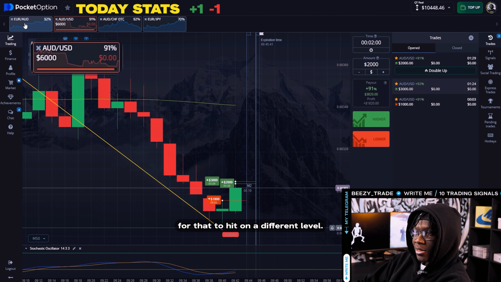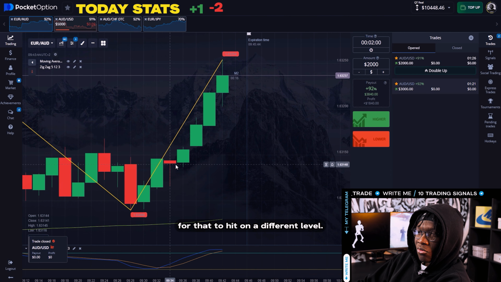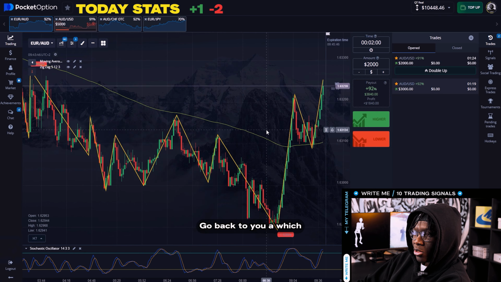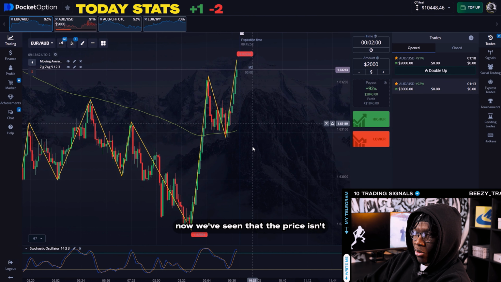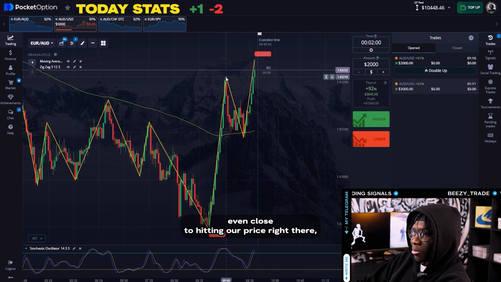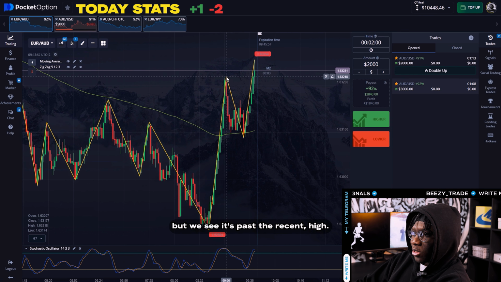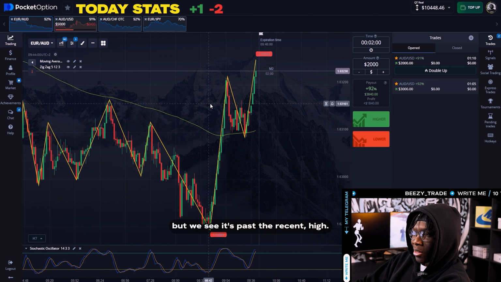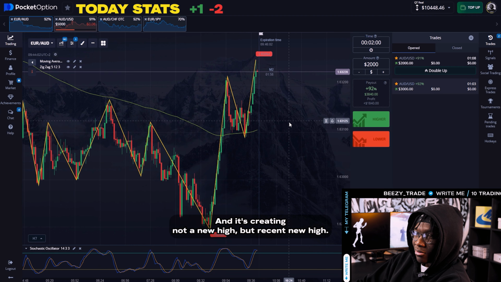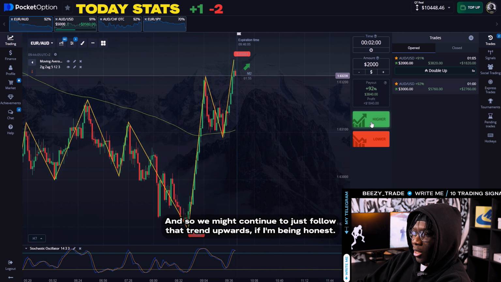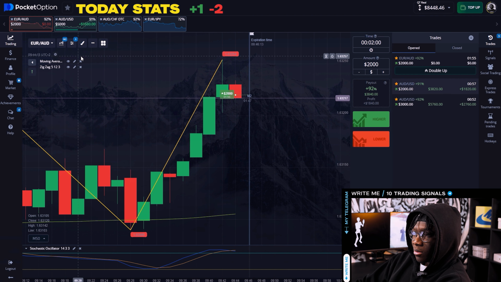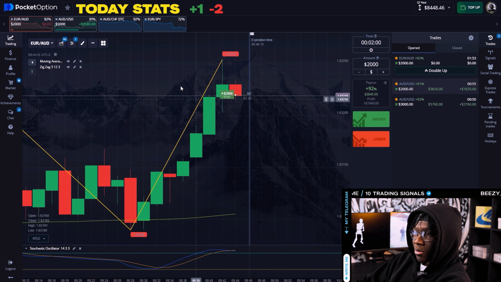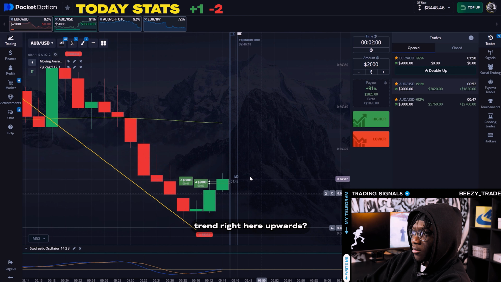So while we're waiting for that to hit on a different level, let's go back to Euro AUD, which we were able to take profit on based on the fact that it was going up. Now we've seen that the price isn't even close to hitting our price right there. But we see it's past the recent high, and it's creating a recent new high. And so we might continue to just follow that trend upwards, if I'm being honest. I'm going to follow this trend right here, upwards.